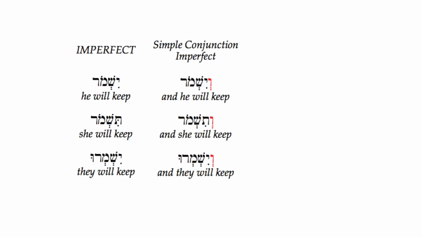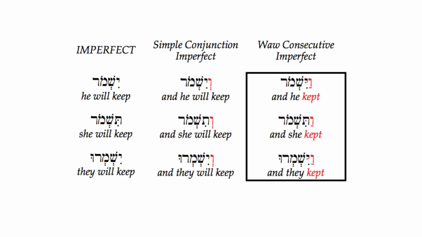Yishmor, he will keep. Simple conjunction, v'yishmor, just like we talked about with the conjunction, and he will keep. If, however, the conjunction has the patach and doubling dot, vayishmor, it is a past tense Hebrew verb used for telling stories. That form needs to be translated as past tense.